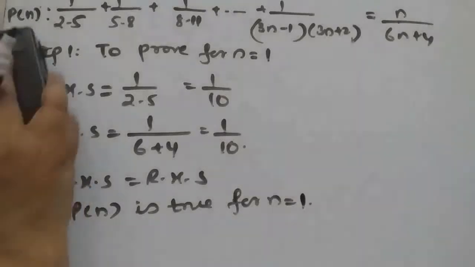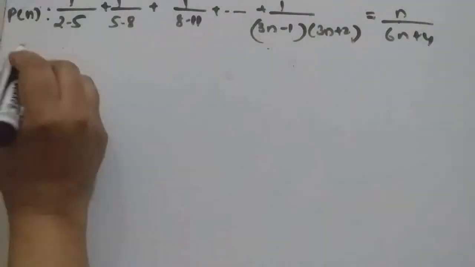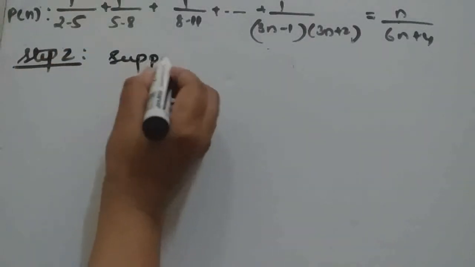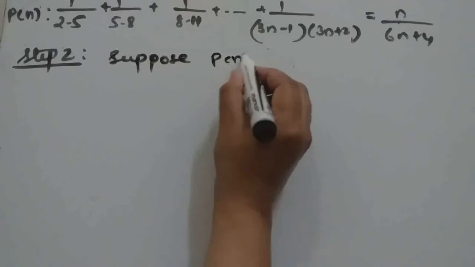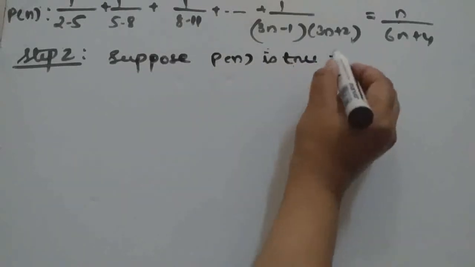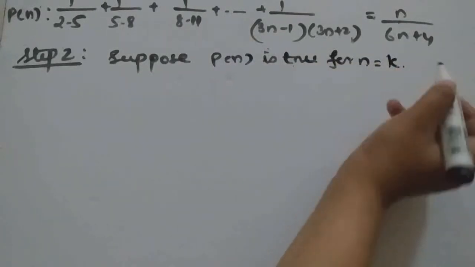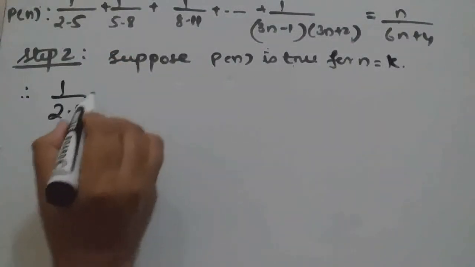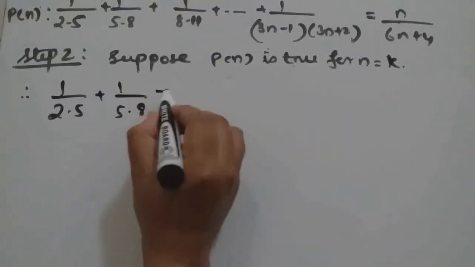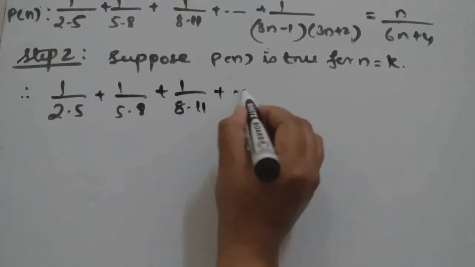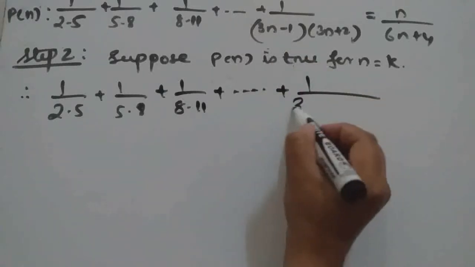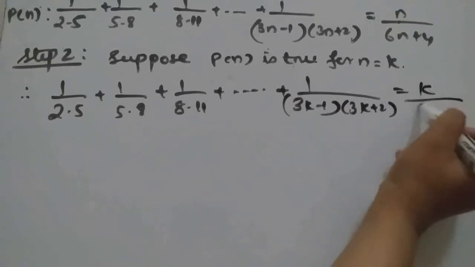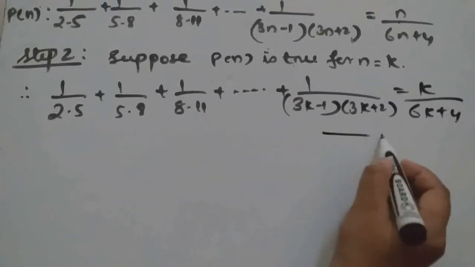Now step 2 is, suppose P of n is true for n equal to k. That means this expression is true when n value is k. So we will write here 1 by 2 into 5, 5 into 8, up to 1 by 3k minus 1, 3k plus 2, equal to k by 6k plus 4. This is equation 1.